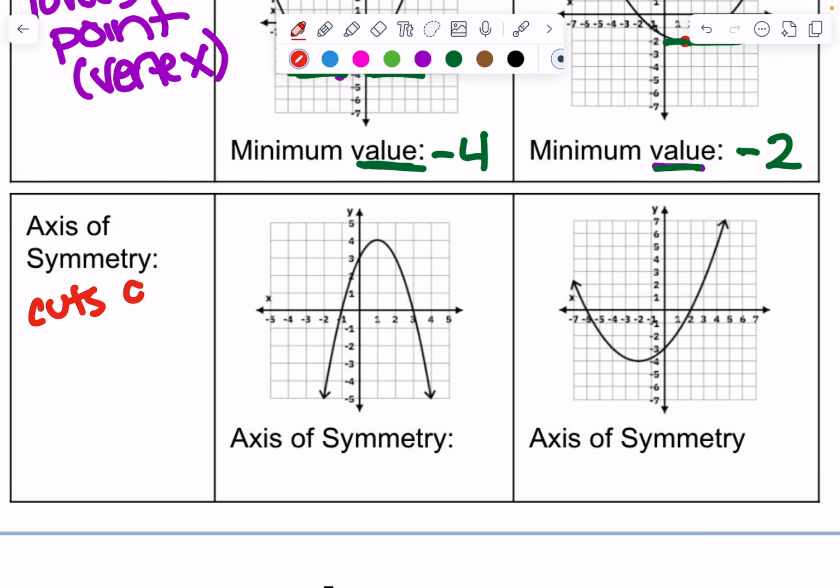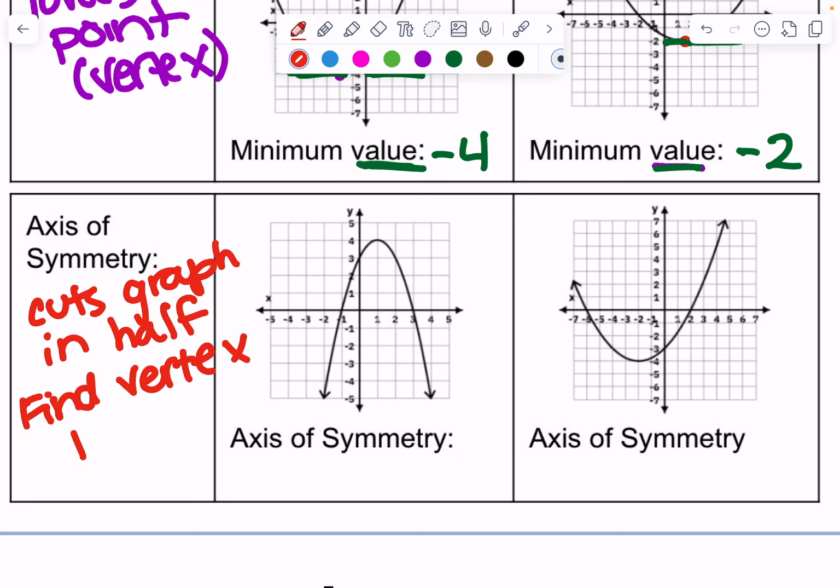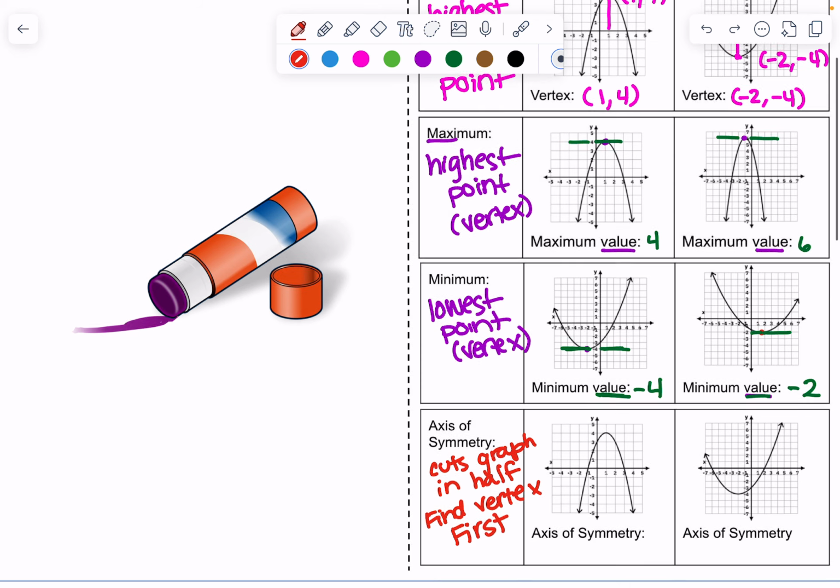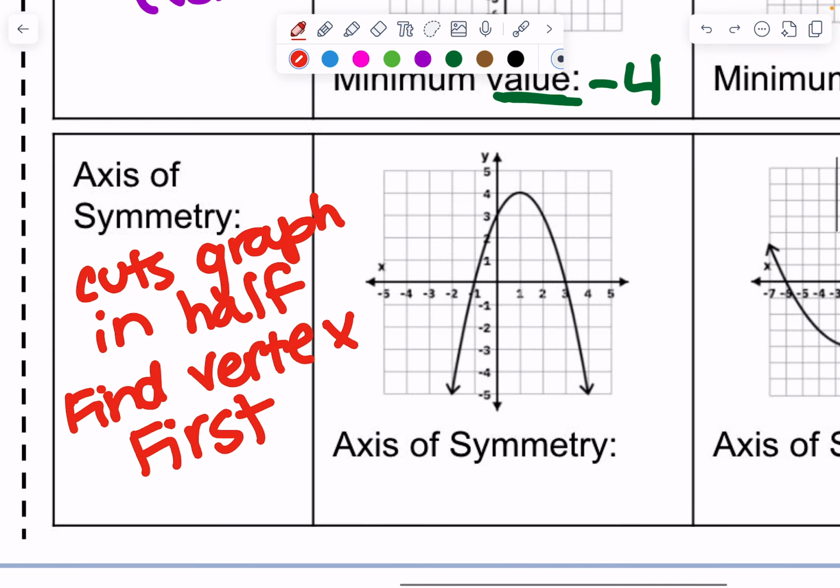Axis of symmetry cuts the graph in half. Find the vertex first. For all 3 of these, you have to find the vertex. Every single one, you have to find the vertex. So I found my vertex right here, 1, 4. For your axis of symmetry, you are going to cut the graph in half.